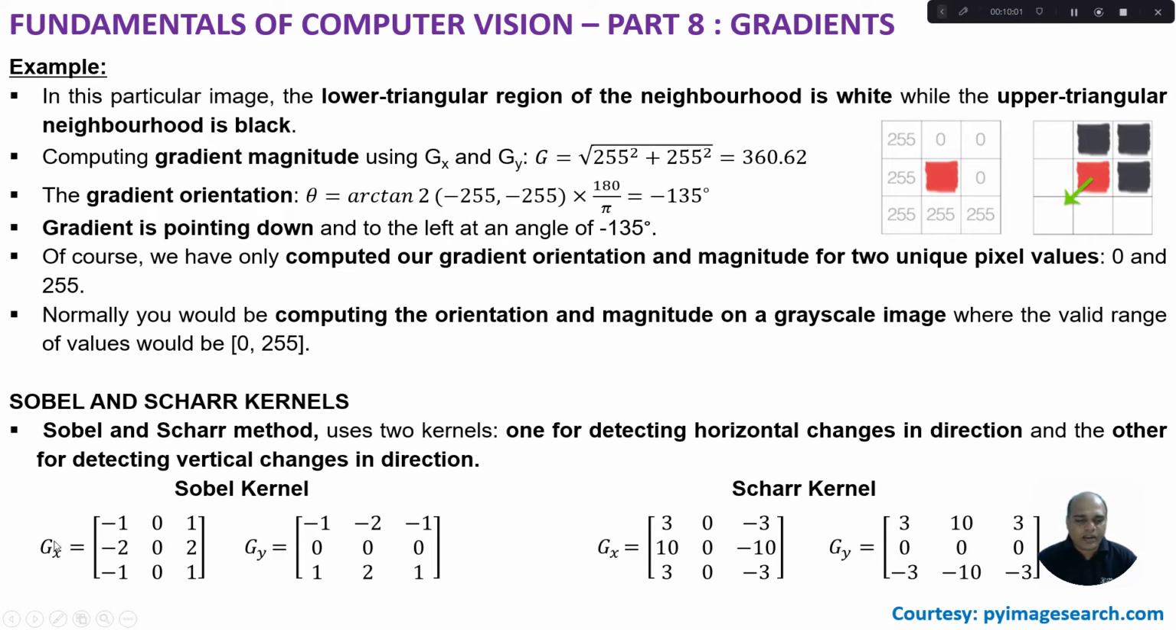So gx for Sobel kernel is given by minus 1, 0, 1, minus 2, 0, 2, minus 1, 0, 1. For gy, it is minus 1, minus 2, minus 1, 0, 0, 0, 1, 2, 1. Same way for Scharr kernel, gx is computed using 3, 0, minus 3, 10, 0, minus 10, 3, 0, minus 3. Gy is computed by 3, 10, 3, 0, 0, 0, minus 3, minus 10, and minus 3. So by applying this kernel on an image and performing the convolution operation from left to right and from top to bottom, we get the image in terms of gradient of x and gradient of y.